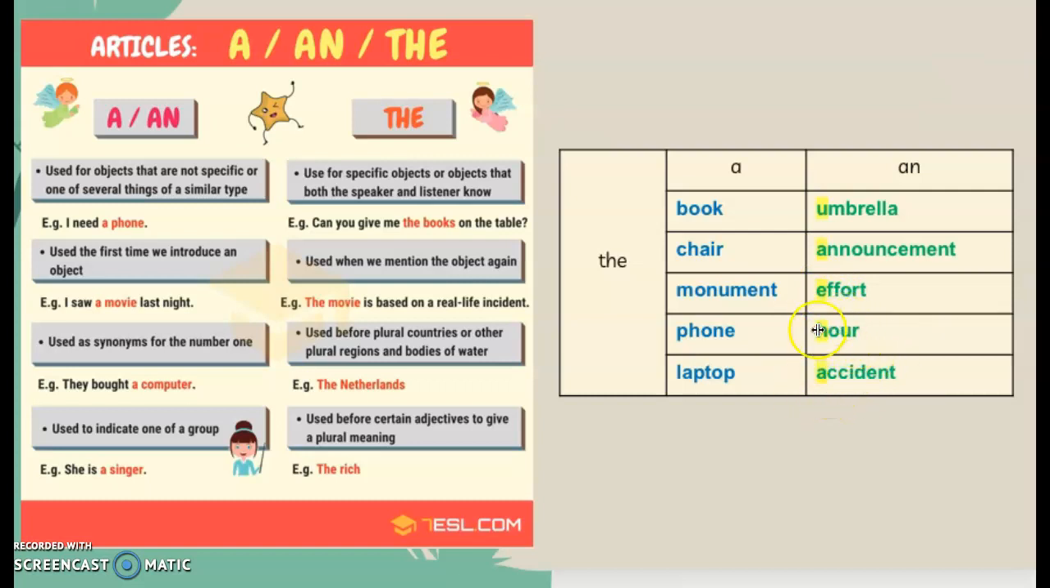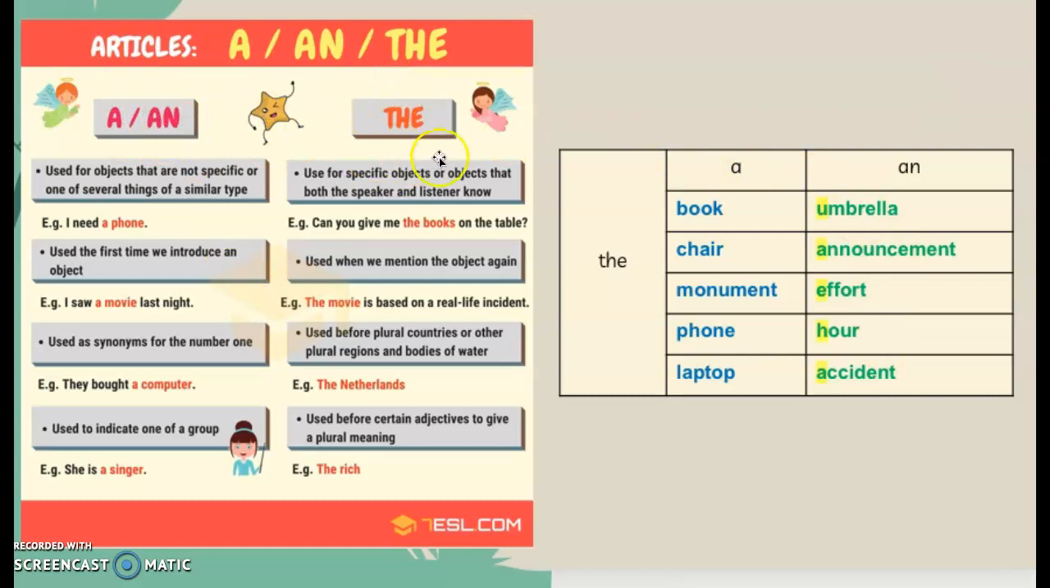But this is a special case. Why do I say this is a special case? Although hour starts with the letter H, that is a consonant, when you pronounce the word, it is a silent H. So we say an hour. We don't say a hour. No, we say an hour. Okay, so that is the usage of a and an.